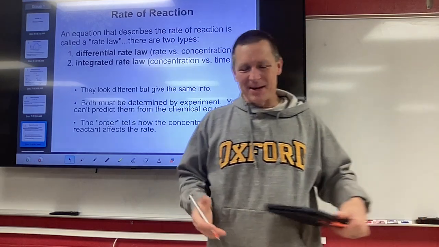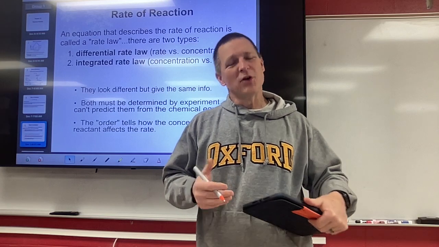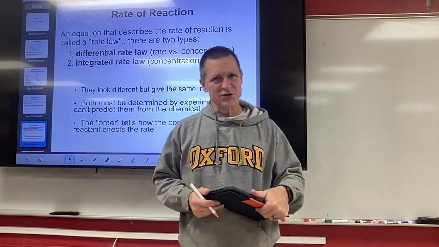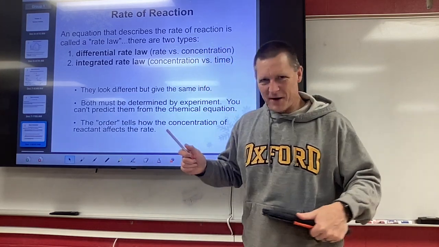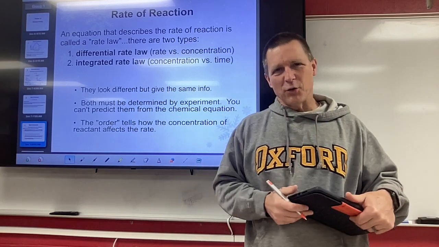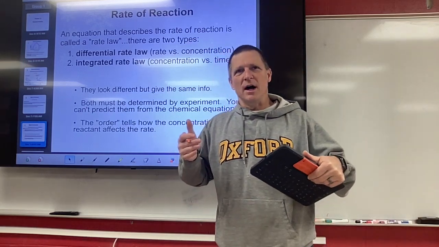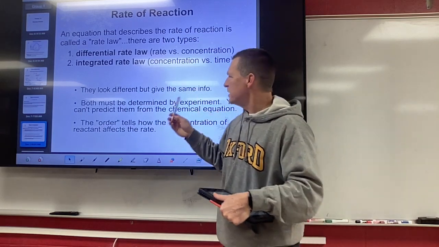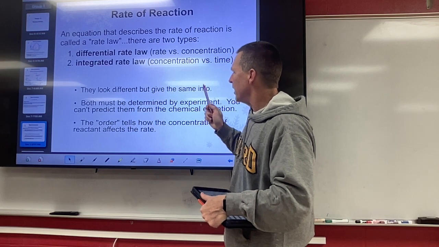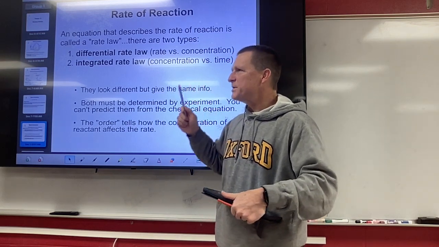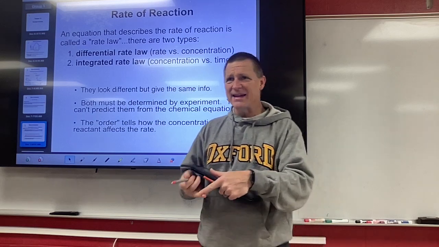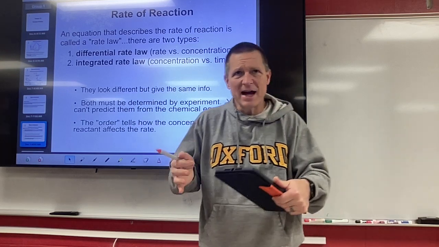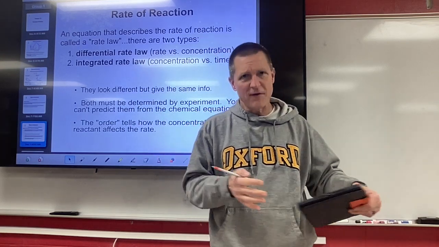We're going to spend a lot of our time in chapter 12 looking at something called a rate law. In science, a law will represent a relationship. A rate law is a mathematical equation that describes how fast a reaction is going and how the concentration of the reactants affects the rate. So the more concentrated a reactant is, the faster the reaction will go.